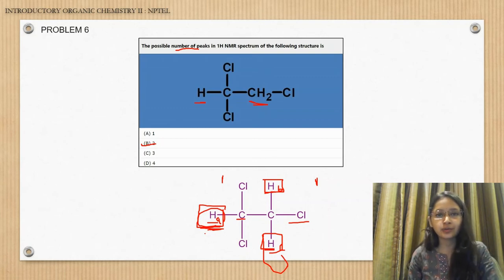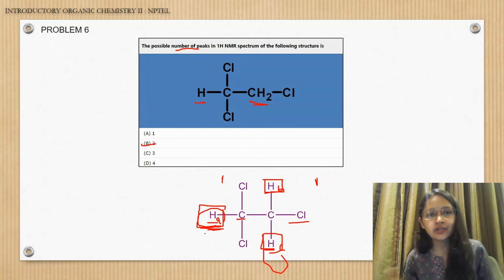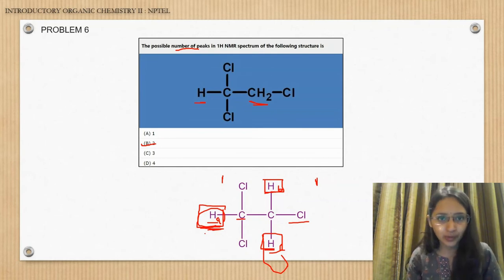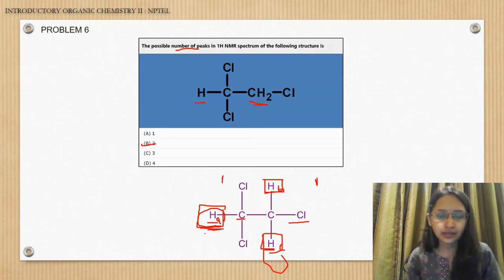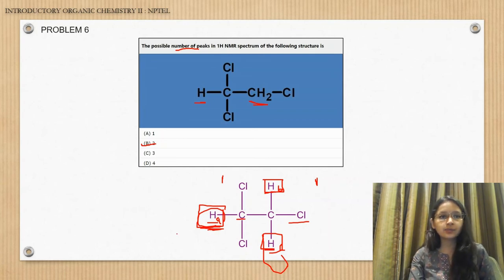only, then you have to figure out how many types of protons, how many sets of protons having different chemical shift environments are there in the compound. For the multiplicity, always remember the n plus 1 rule. You will get the answer to every question if you apply these basic things. So the answer to this particular problem is 2, and the correct option is B.